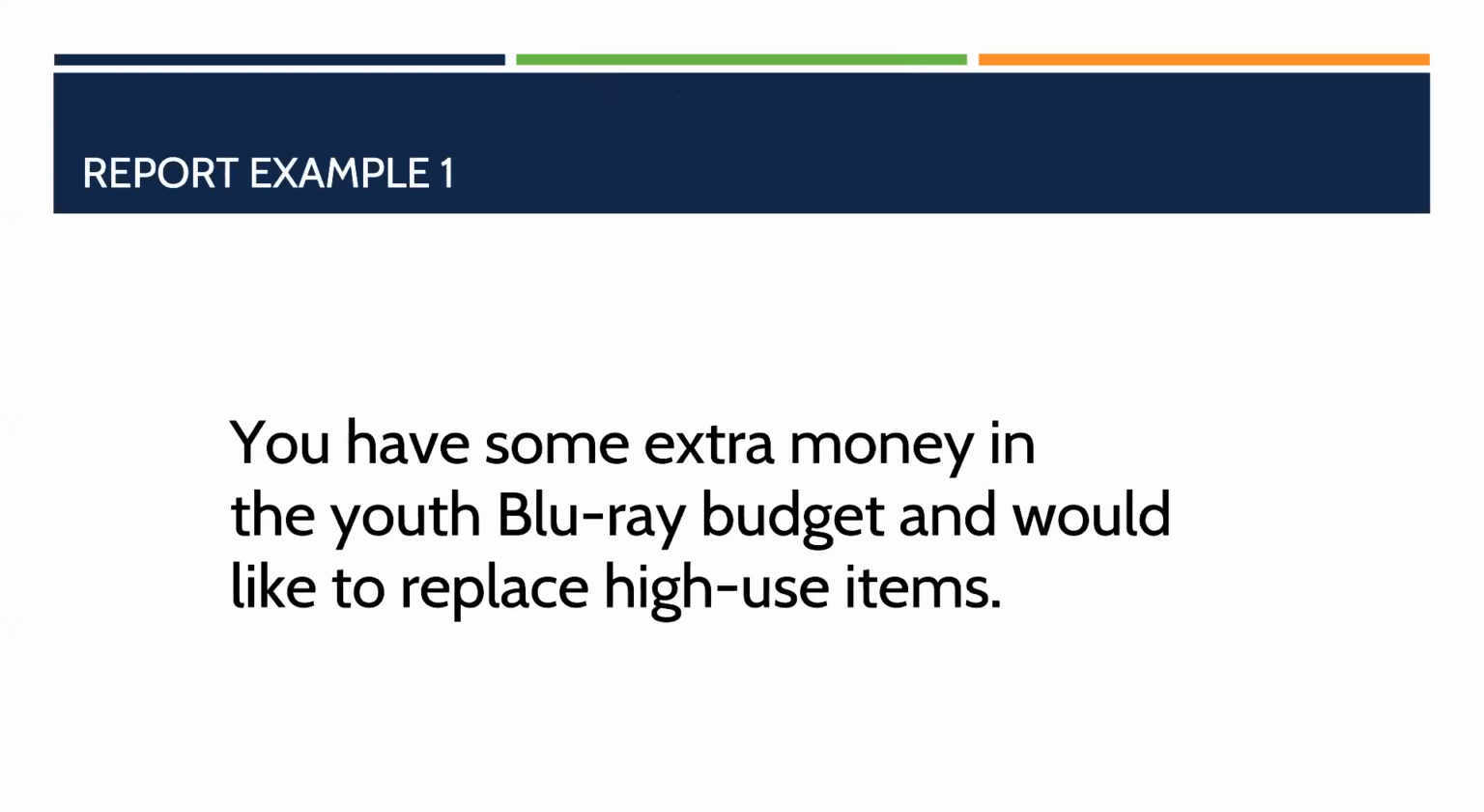Okay, great. Well, let's then talk about our first report example. So this is going to be a grubby items report. For this first report example, we're running a grubby items report. And let's say we've got some extra money in our budget and we want to replace high use items. Specifically, let's look at high circulating youth Blu-rays. So we're going to run a report so we can see what our top circulating titles are and see if we want to replace them.